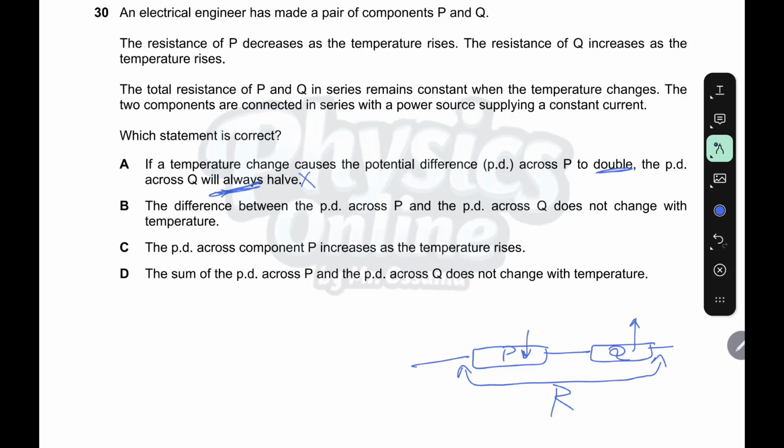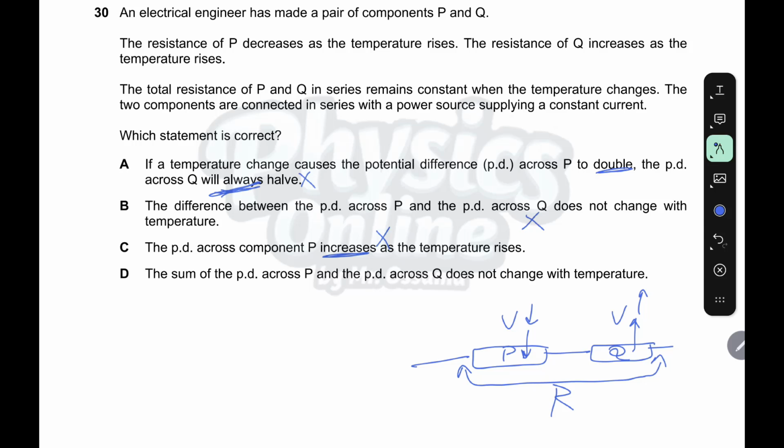The difference between the potential difference across P and the potential difference across Q does not change with the temperature. V here is constant and V here is constant? Of course not, because resistance changes here and here, so the potential difference is also going to change with temperature. The potential difference across component P increases as the temperature rises. No: as resistance decreases, the potential difference also decreases. So this one is wrong.